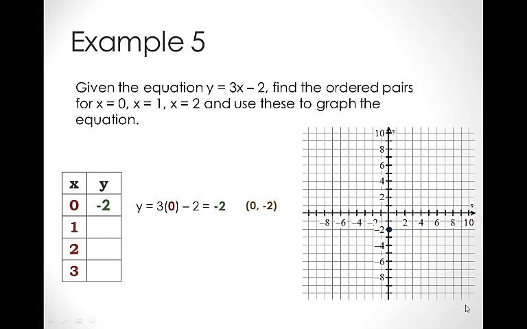Plug in a 1 for x. 3 times 1 minus 2 is 1, and so there's my other ordered pair at (1, 1), and I plot that point. And then you plug a 2 in for x. 3 times 2 minus 2 is 4. Here's your other coordinate, (2, 4).